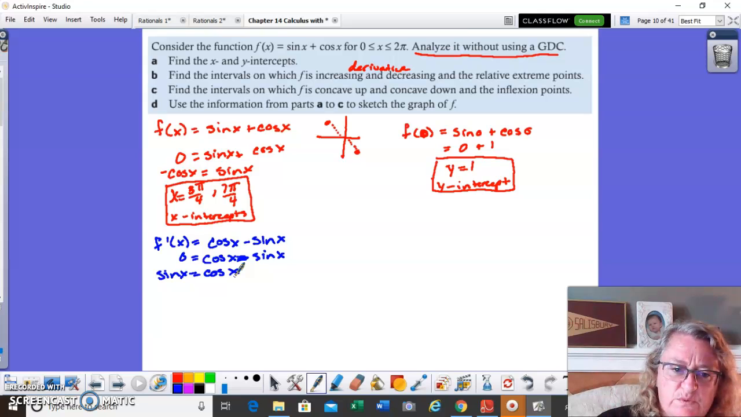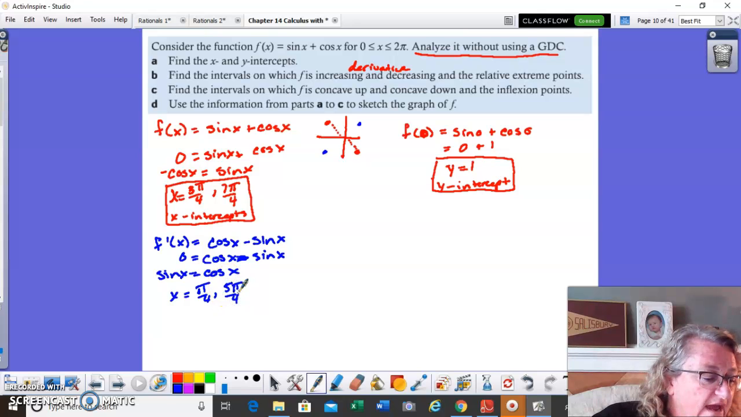Still, I'm thinking of the square root of 2 over 2. But this time, they have the same sign. They're either both positive or they're both negative. Okay, so that's going to happen 45 degrees here, 45 degrees here, or pi over 4 here and pi over 4 here. So that's going to happen when x equals pi over 4. And that's 1 pi, 2 pi, 3 pi, 4 pi, 5 pi over 4. Okay, so we have those 2 points there.